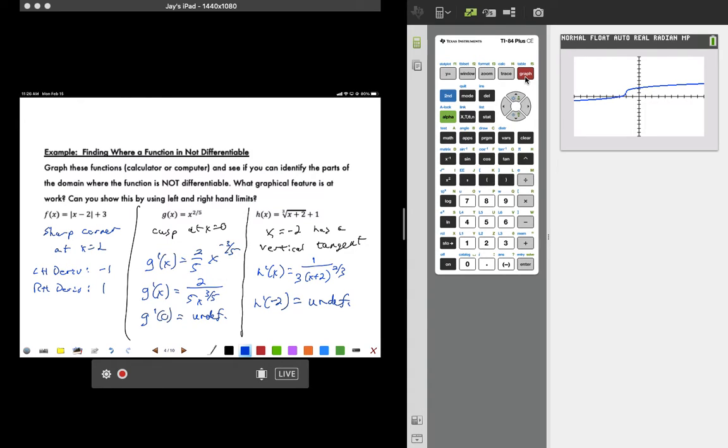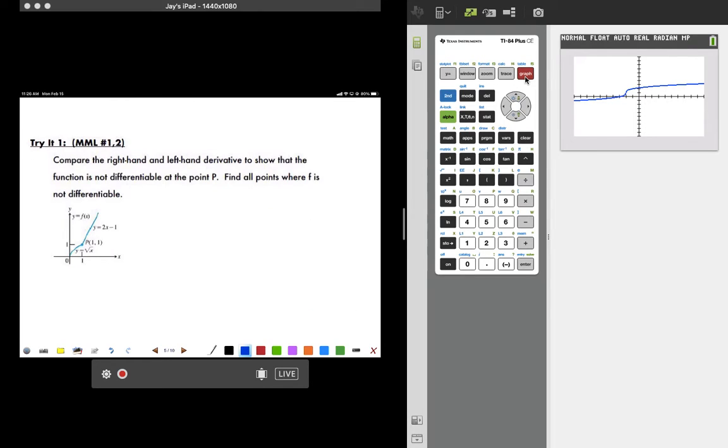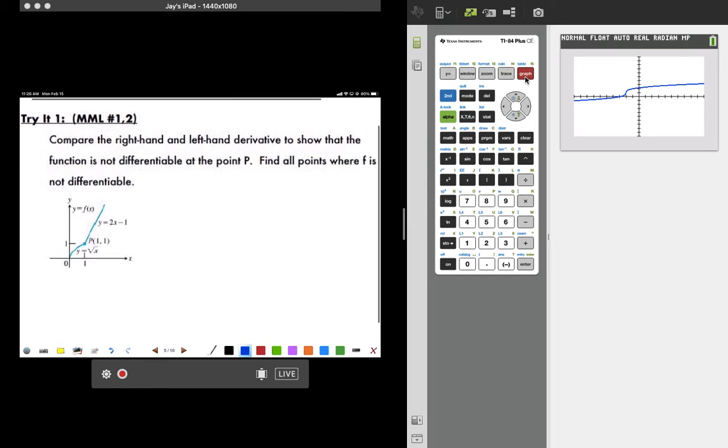Okay, let's move ahead here. You can do this activity here on this particular problem: compare the left and right-hand derivatives to show that the function is not differentiable at point P. Well, in order to do this, I'm going to turn this into a piecewise function here.